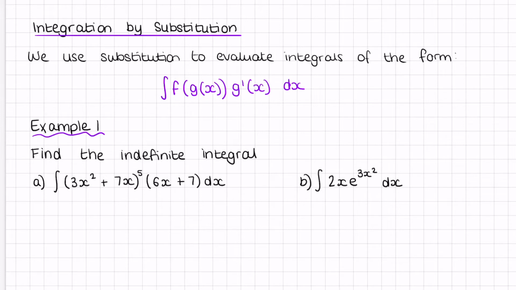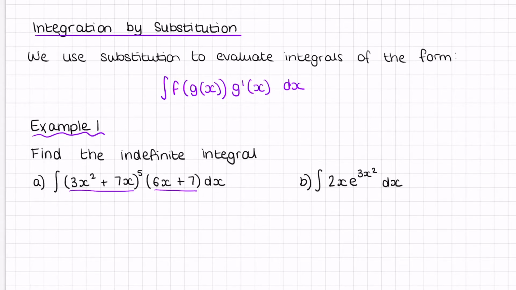So for part A, we want to find the integral of (3x squared plus 7x) all to the power of 5 multiplied by 6x plus 7 dx. So the first thing we want to do here is look and see is the derivative of either 3x squared plus 7x or 6x plus 7 seen in either part.